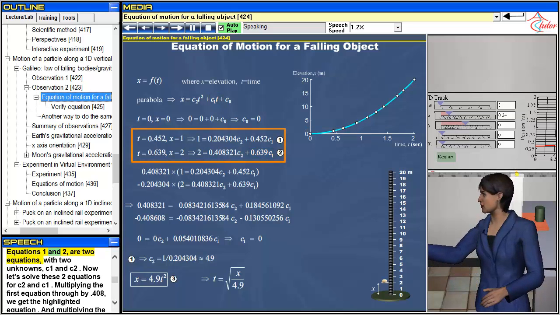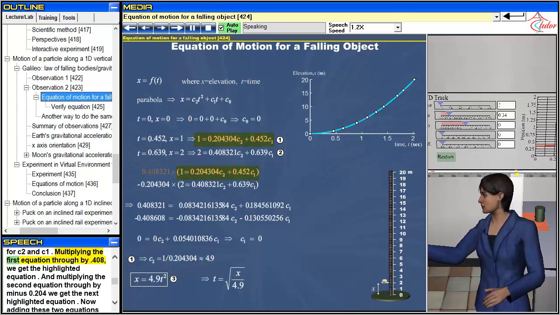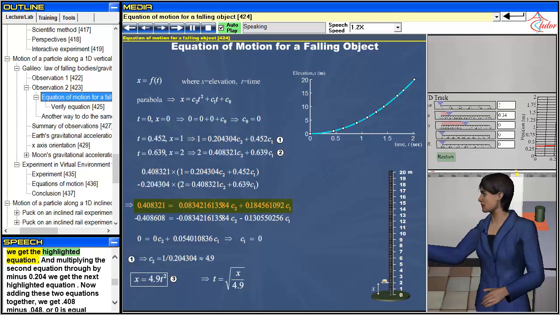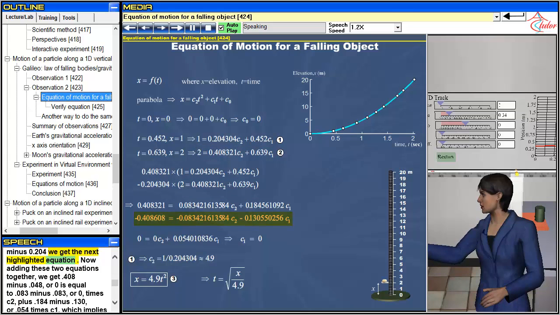Equations 1 and 2 are two equations with two unknowns, c1 and c2. Now let's solve these two equations for c2 and c1. Multiplying the first equation through by 0.408, we get the highlighted equation. And multiplying the second equation through by minus 0.204, we get the next highlighted equation.